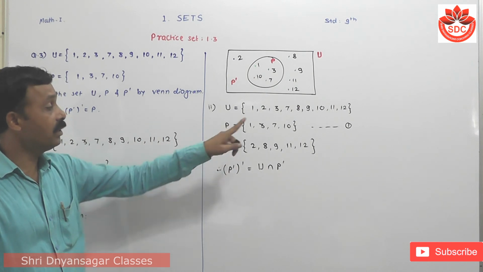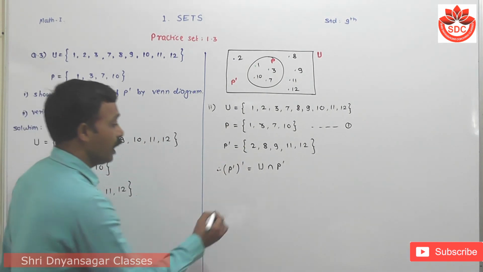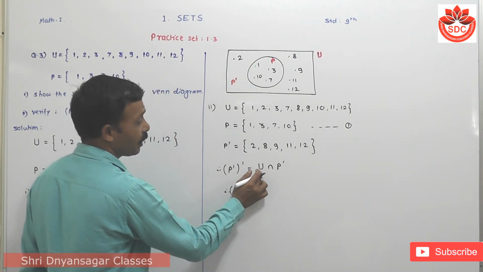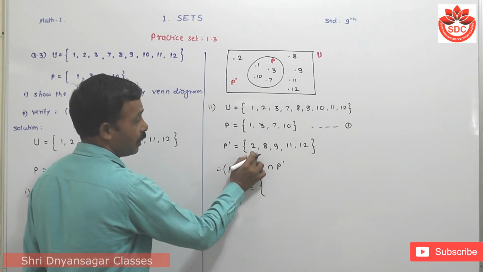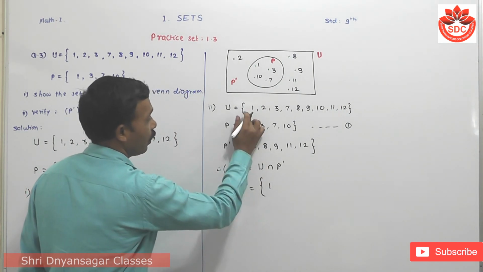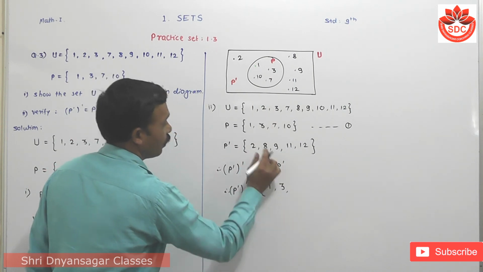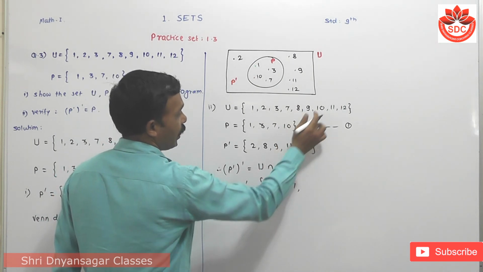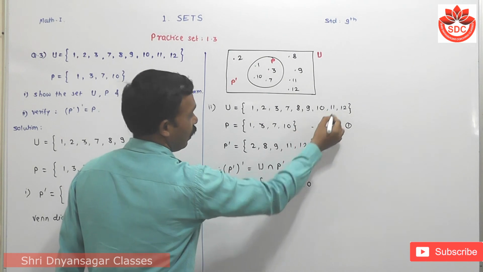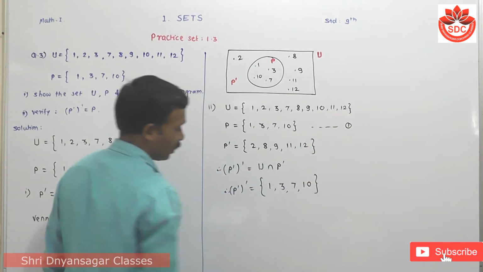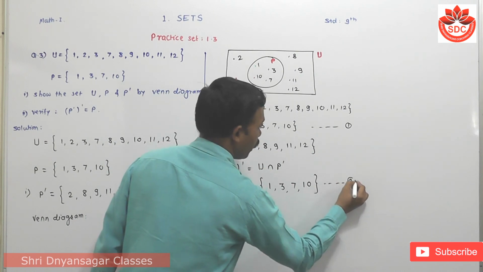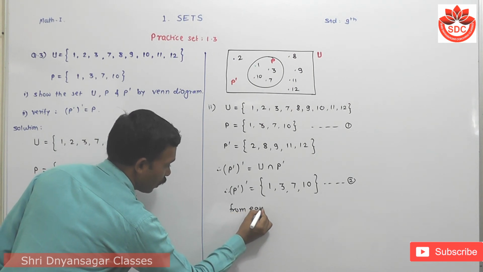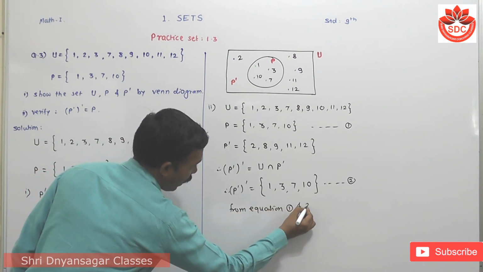This is the complement of the P's complement. So that the elements are, therefore the complement of P's complement is equal to the elements present in U but not in P's complement. The elements are 1, 3, 7, and 10 is not present in P's complement, 10 is present here. Suppose this is equation number second. Then observe first and second. So I will write here from equation first and second.